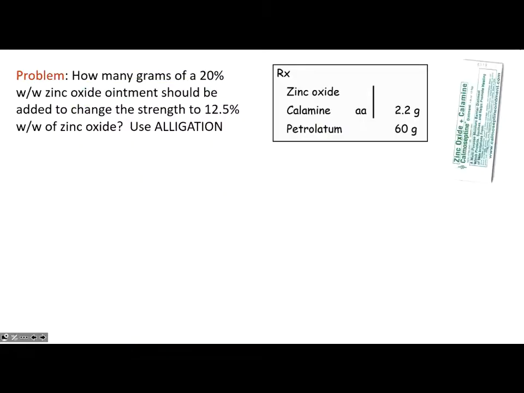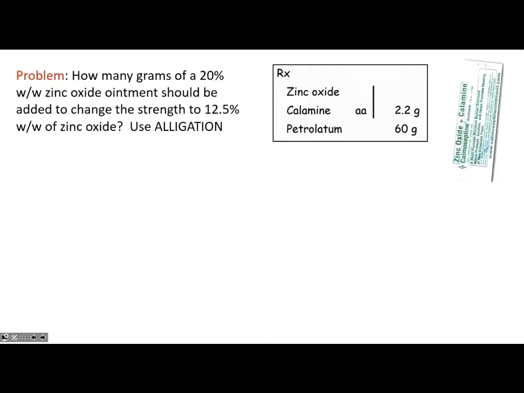So let's do a little more difficult one. It works the same way, but these are where the problems can be more difficult than that more straightforward one. Here we go. It says, how many grams of a 20% weight per weight zinc oxide ointment should be added to change this prescription to a 12.5%? All right? So we have a high strength, 20%, and we want a 12.5%.